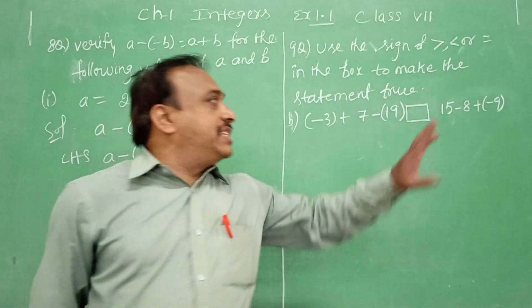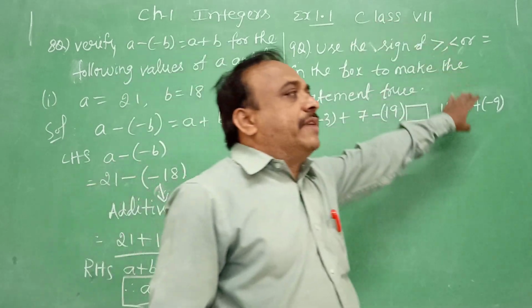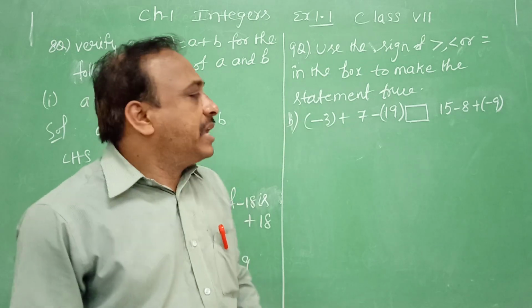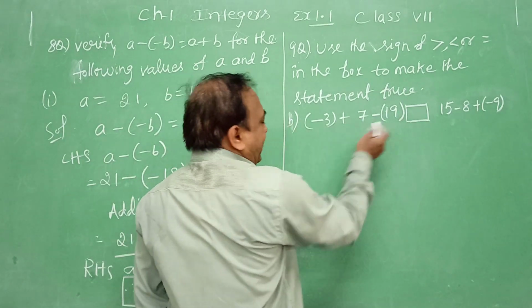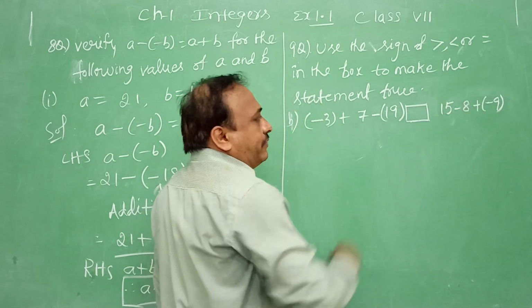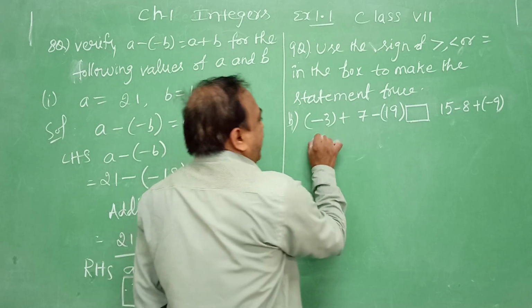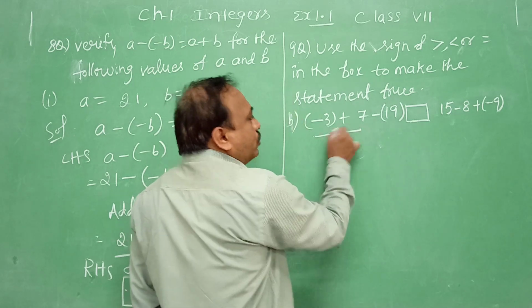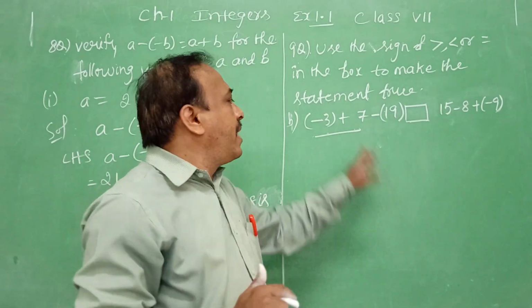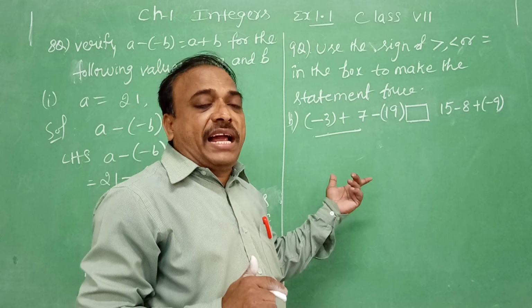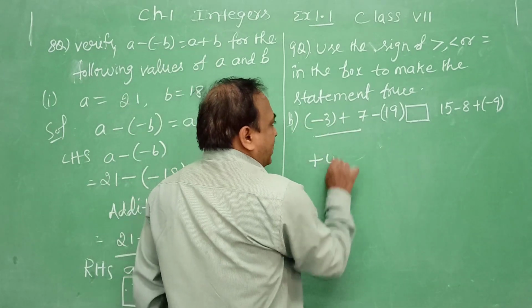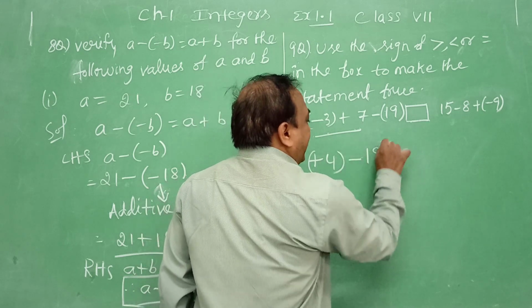If you know the value of this side and the value of this side, then we can put whether it is greater, equal or lesser than. So first we simplify this LHS part, and this side also we simplify. Based on the result, we can put the appropriate sign. So minus 3 plus 7. When adding integers with two different signs, we ignore the sign, subtract and keep the bigger number's sign. 7 minus 3, and plus is the bigger one. So plus 4 minus 19.